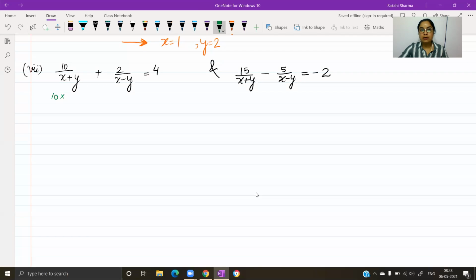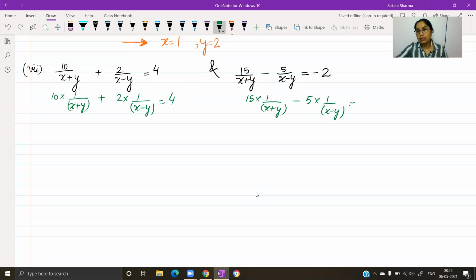Separating the coefficients, 10 multiplied with 1 over x plus y plus 2 multiplied with 1 over x minus y equals 4. On the other side, 15 into 1 over x plus y minus 5 times 1 over x minus y equals -2. Now, if you have become familiar with what we actually do, you may skip this step and start by letting the new variables replace the parts you want to replace.